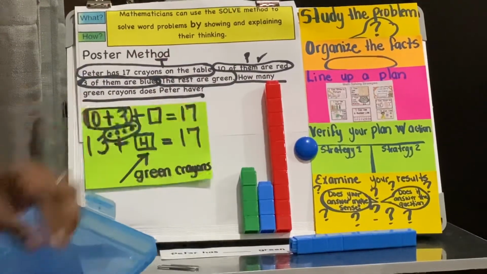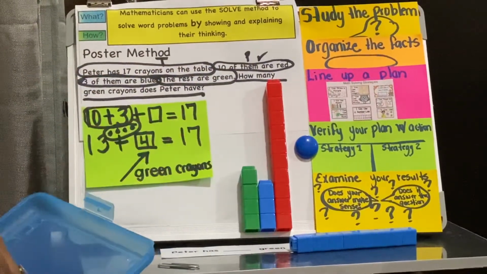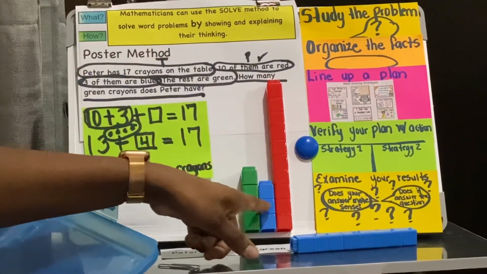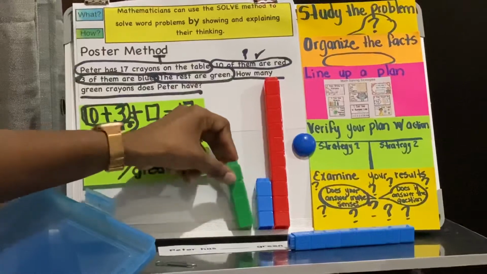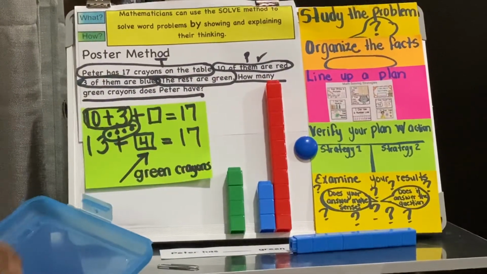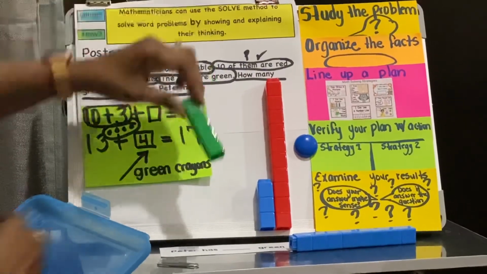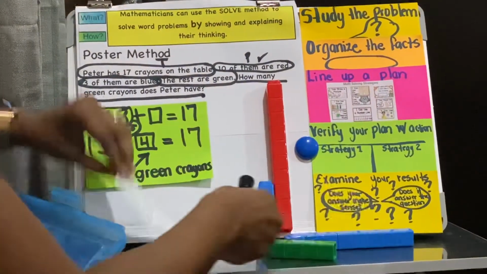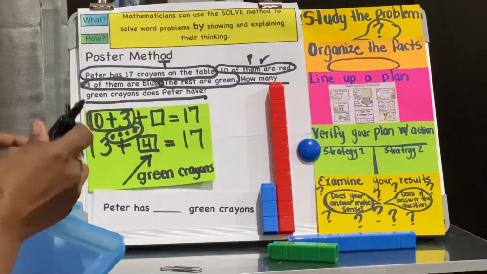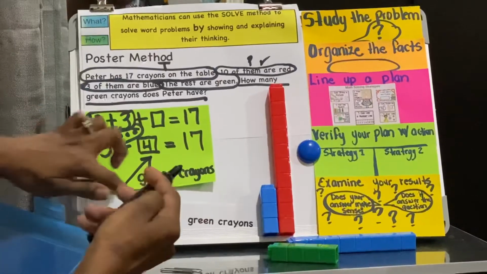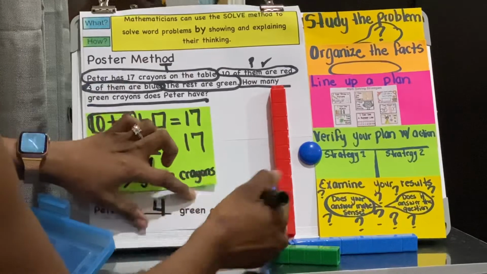Does my answer make sense? Yes. He has 10 red crayons, 3 blue crayons, and the rest are green. 4 green crayons. So Peter has 4 green crayons. Let me write my answer in a complete sentence. Peter has 4 green crayons.